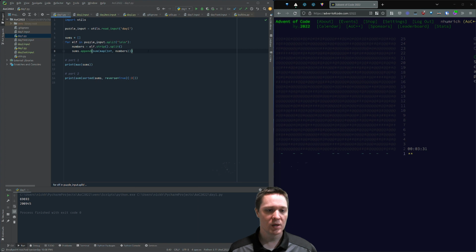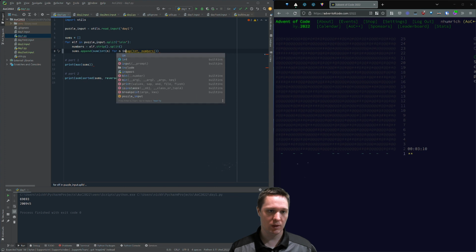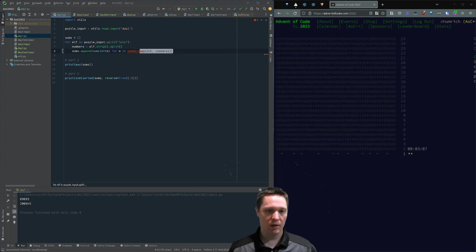So I was able to do this to clean it up a little bit, so that worked better that way. But map is typically not always considered the most Pythonic thing. So another way you could write this is you could say int(n) for n in numbers, like this. And that's the same thing as a map. It's actually faster than a map in Python. So this is probably more Pythonic and a little bit better. But yeah, you could do that.